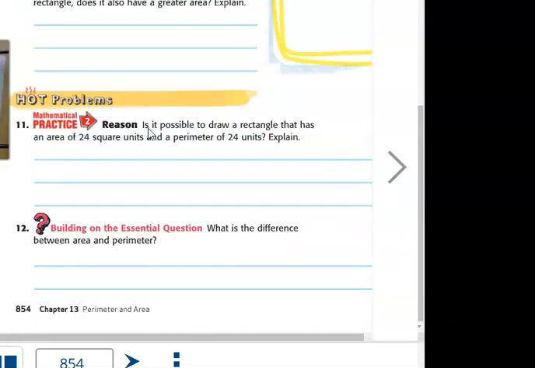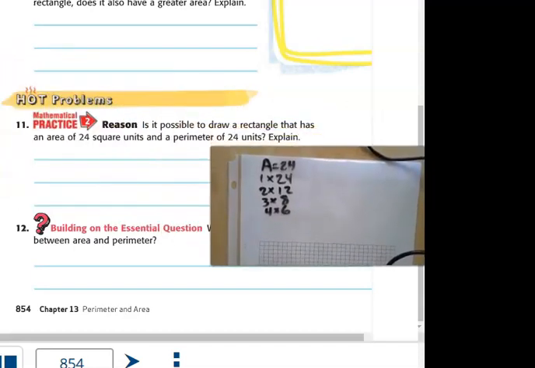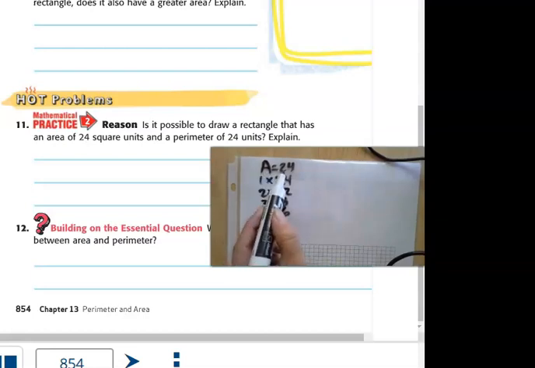Okay, so now looking at 11, it says, is it possible for a rectangle to have an area of 24 square units and a perimeter of 24 units? Okay, so here I made just a little example. If an area has 24 square units, these are all the possible combinations for a shape with an area of 24.